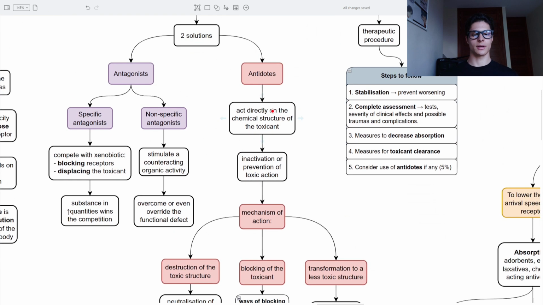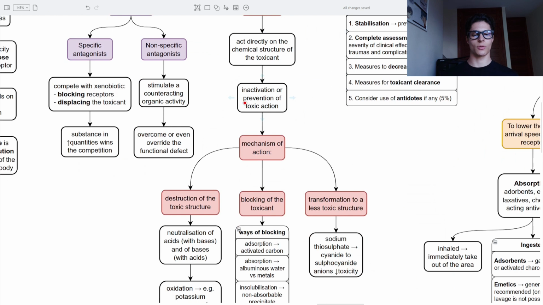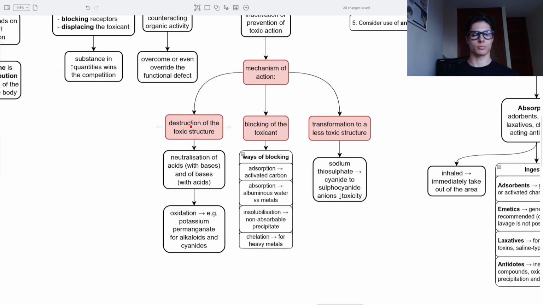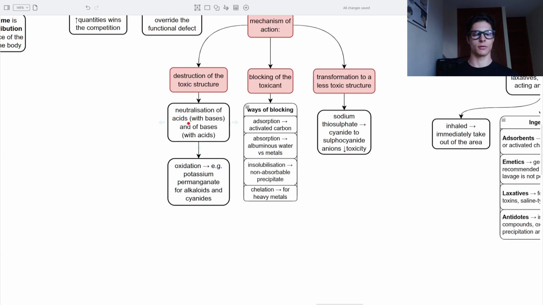Antidotes act directly on the chemical structure of the toxicant, and there is an inactivation or prevention of the toxic action. Indeed, we can do this with the destruction of the toxic structure, neutralization of acids using bases, and of bases using acids, or maybe using oxidation. For example, potassium permanganate is used for alkaloids and cyanides. Then we can also block the toxicant.